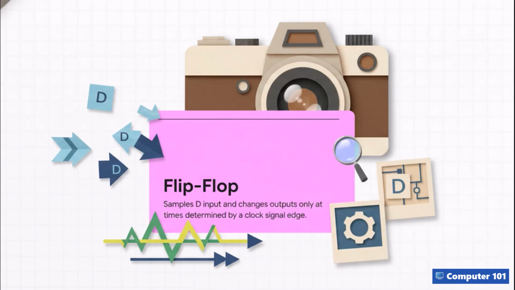Honestly, the absolute best way to think about a flip-flop is like a camera. It doesn't continuously record video, right? Instead, it captures a precise single moment in time. The clock signal is literally the shutter button. When the clock flashes, the flip-flop takes a quick snapshot of whatever data is waiting at the D input and just holds on to it.